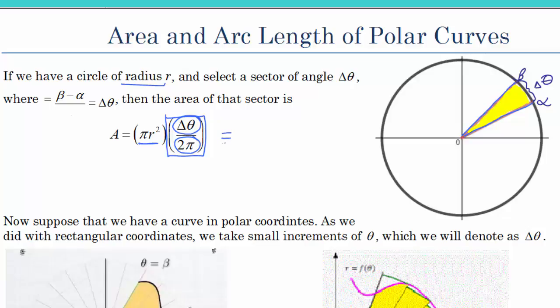Now, let's reduce this formula. You can see that the pi's would reduce. You'd have a 2 on the bottom, which we would call 1/2 r squared delta theta. So that's the area of the sector of that circle. What can we do with that?